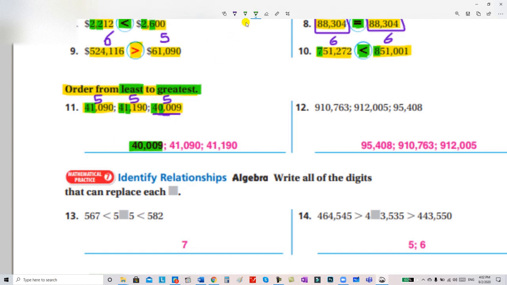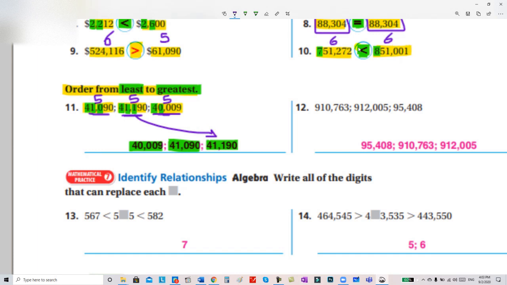After that, let's continue comparing between these two numbers. We have 0 here and we have here 1. What is the least number between them? Of course, this number is the least one. Okay, we're going to put it here. And the last one here, which is this number, I'm going to put it here.